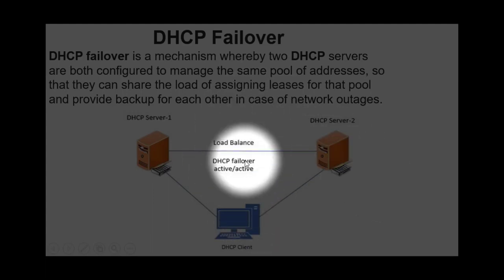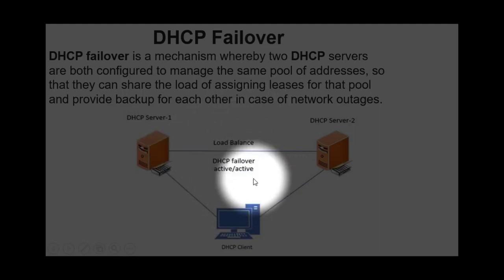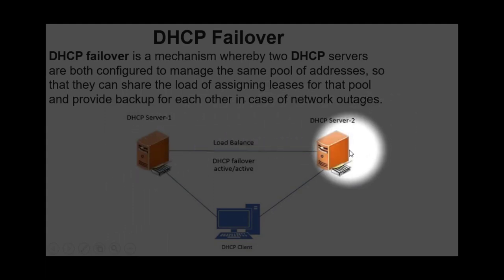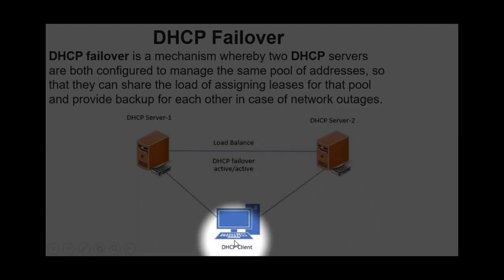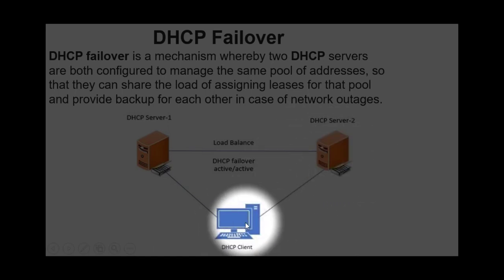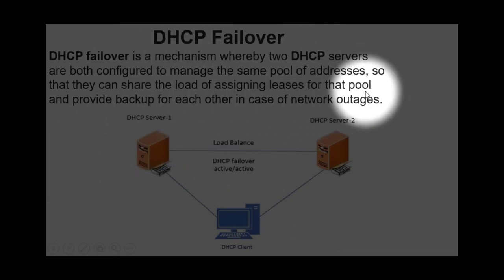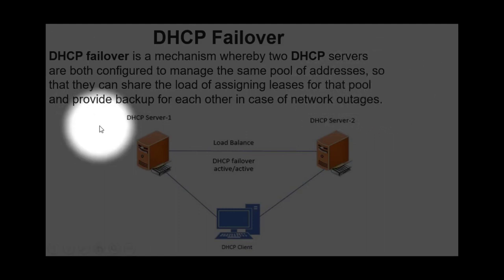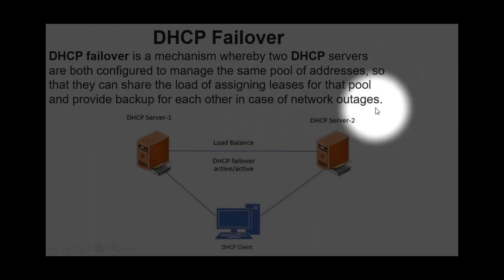So load balancing simply means that it's going to divide its task into two, or the load is going to be divided into two. It gives part to this one to play and part to this one also to play. But then with the absence of one of the servers, when a client requests an address from a DHCP server, the DHCP server would still be able to list out addresses to client computers. So basically that is what happens. Once all this goes on, they come together to share the load of assigning addresses for that pool, and then it's going to provide backup for each other in case of network outage. So basically that's what we meant by DHCP failover.